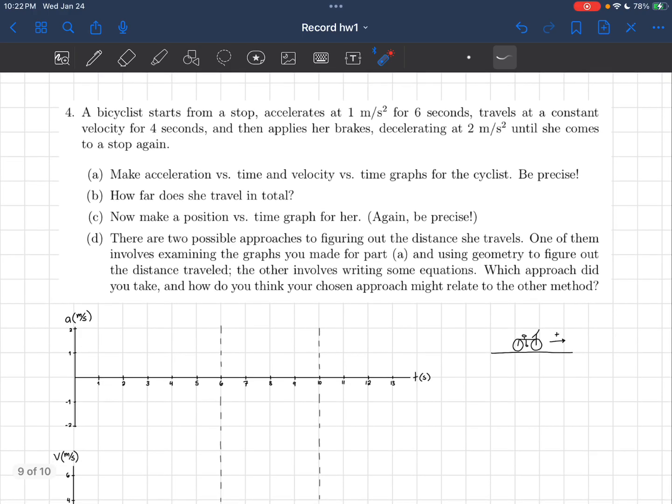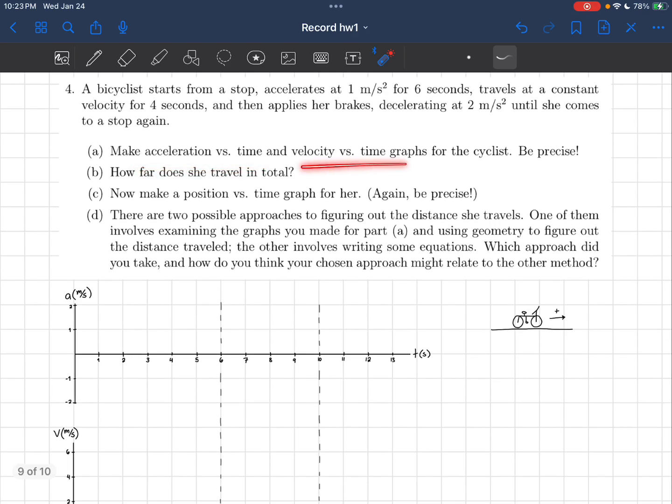Because we're going to be doing some graphing for this one. I have a bicyclist. Starts from stop, accelerates at 1 meter per second squared for 6 seconds, travels at a constant velocity for 4 seconds, and then applies the brakes, decelerating at 2 meters per second squared until we come to stop again.